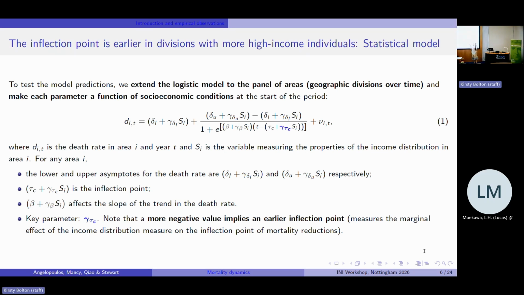I'm not going to talk you through the detail of this at all because I want to get onto the behavioral modeling, but just to say that we extended the logistic model to make each parameter a function of the socioeconomic conditions at the start of the period, to see to what extent that was driving things. What I want you to focus on is this key parameter, gamma tau C, which will tell us whether the inflection point comes earlier or later.